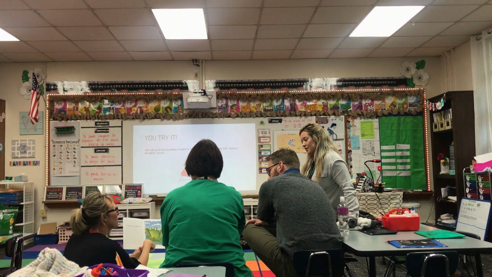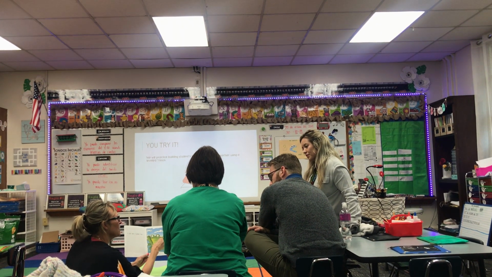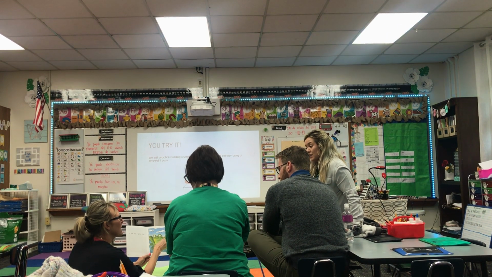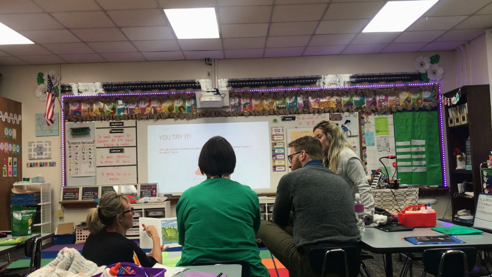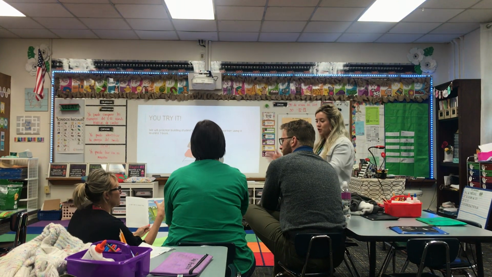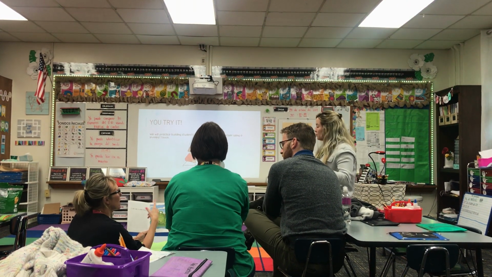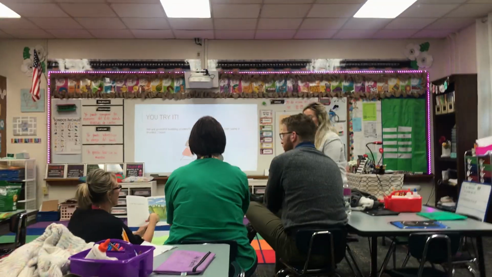Now, when they're looking at the picture, are you gonna have that conversation, like asking questions? If this was a DRA, you wouldn't ask the questions, we'd go right to the reading. But if it's a picture walk, practice, then you would talk about this, building their language. So we would say, what do you see?